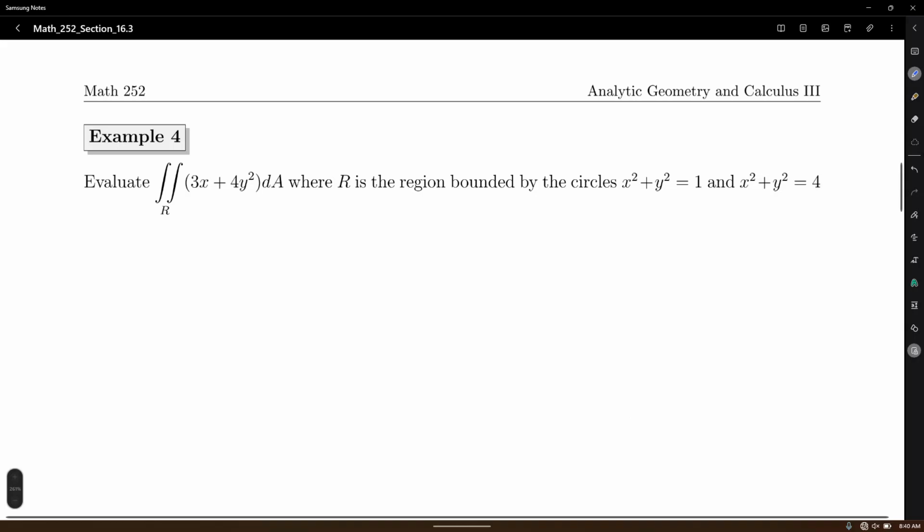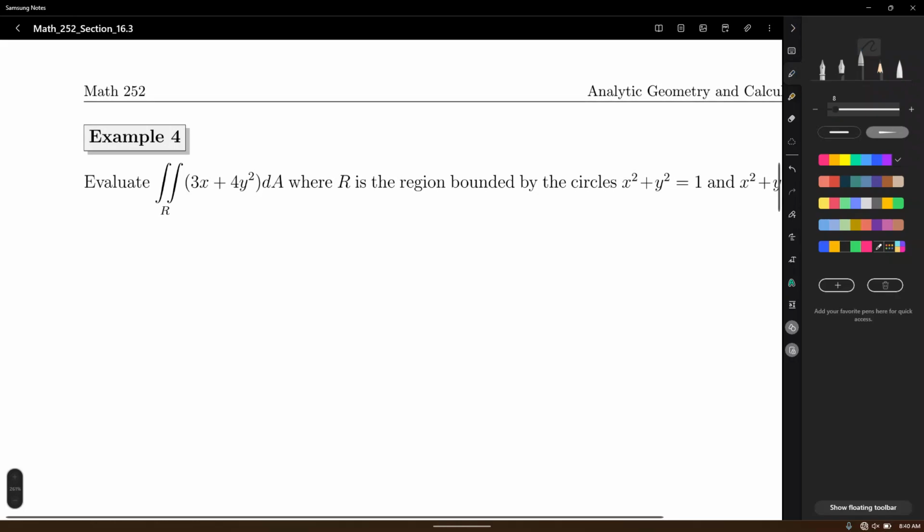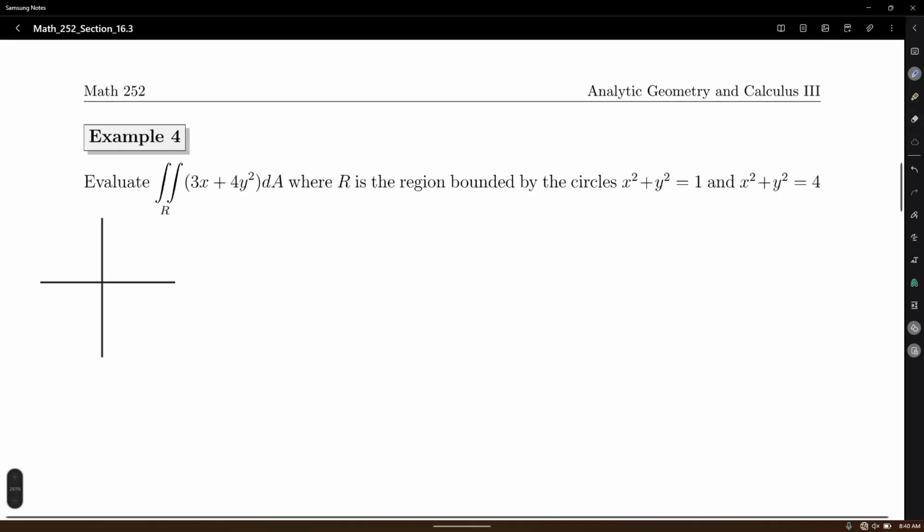So number 1, let's plot the region of integration here. Again, let's draw the circle of radius 1, that's the unit circle, and the circle of radius 2. So that's the unit circle and the circle of radius 2. All right? And shade the region of integration.